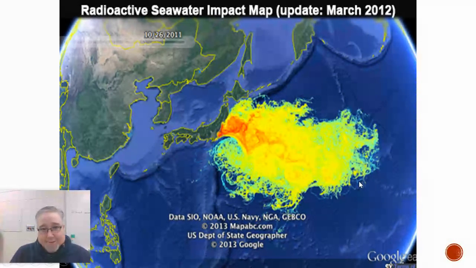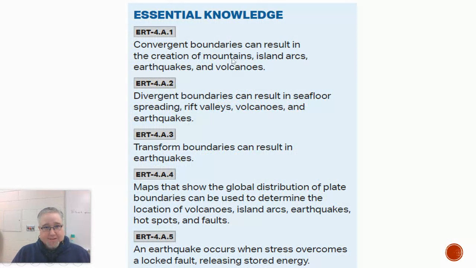So anyway, that's it for the notes for today, guys. Here's some essential knowledge that we have to know. Again, convergence, divergence, transform boundaries. Make sure we know the differences between those things. I showed you that map earlier of the Ring of Fire. You should be familiar with that and know certain terminology like volcanic activity, island arcs, earthquakes, hot spots, faults. Know some of that terminology.